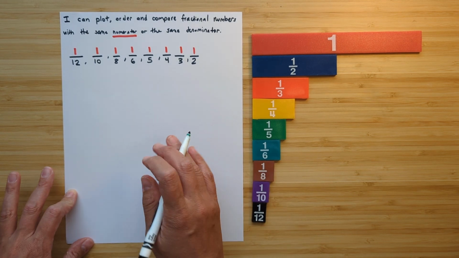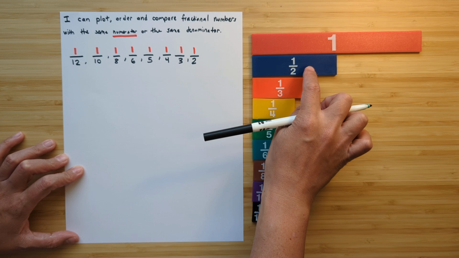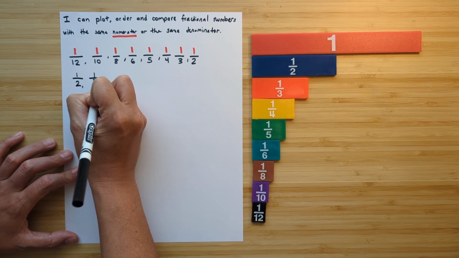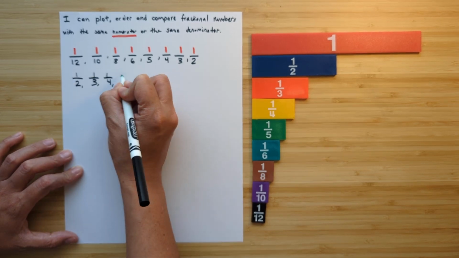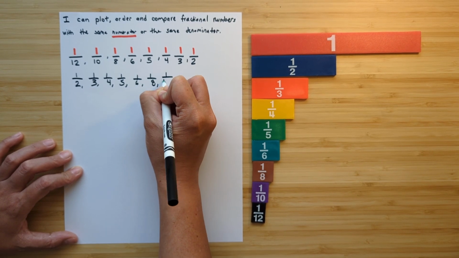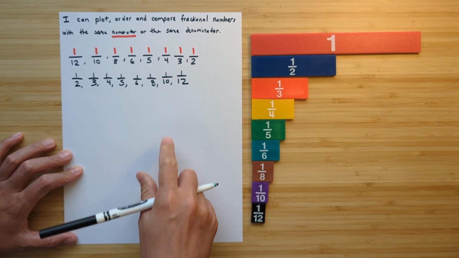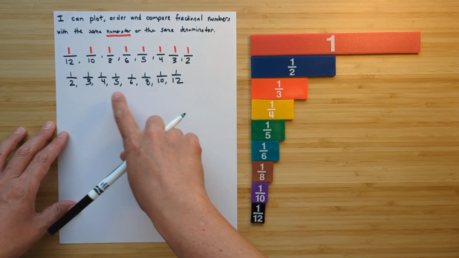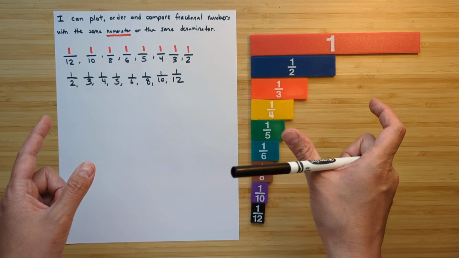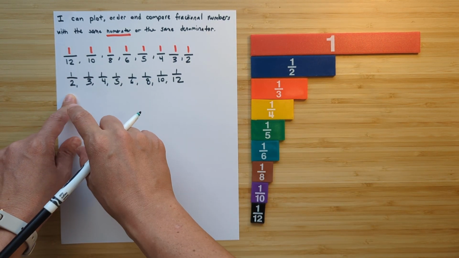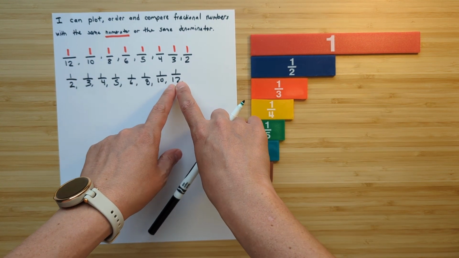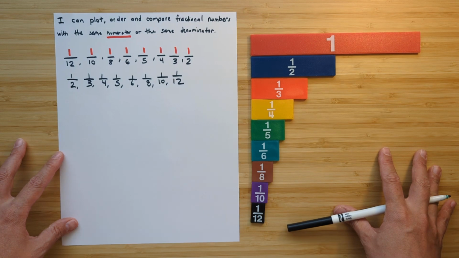So if I wanted to rewrite these from greatest to least, it would be 1/2, 1/3, 1/4, greatest to least, 1/5, 1/6, 1/8, 1/10, and then 1/12. So if the numerators are the same, look at the denominators. The larger the number, the denominator, the smaller the piece. The smaller the number, the larger the piece. Oh my goodness, I'm so sorry.